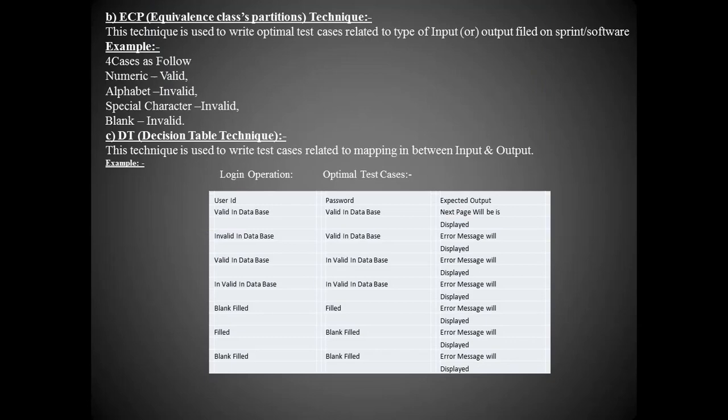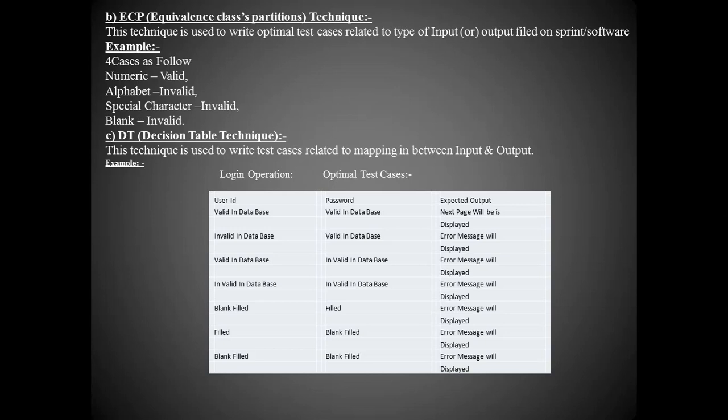ECP means equivalence class partition technique. This technique is used to write the optimal test cases related to the type of input or output field, sprint or the software. Example here, four cases as follows: numeric valid, alphabet invalid, special characters invalid, blank invalid.